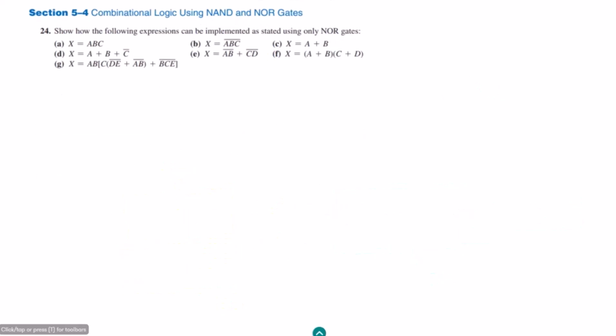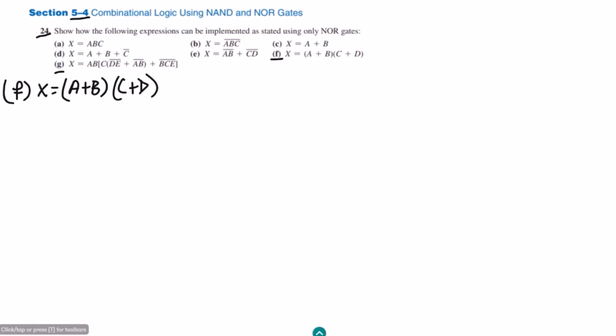Welcome back, guys. So today we will solve the remaining parts of our question 24, and this is section 5.4. The remaining parts here are F and G. So let me start part F here. According to part F, the logic expression we have is A plus B multiplied by C plus D.